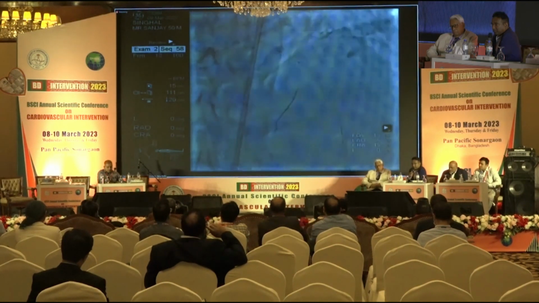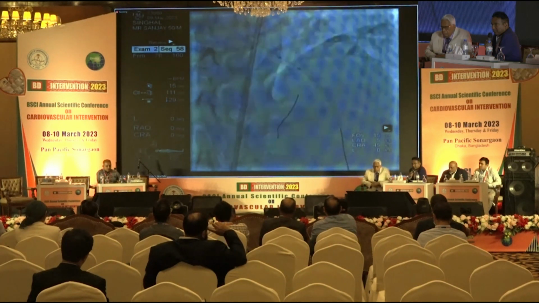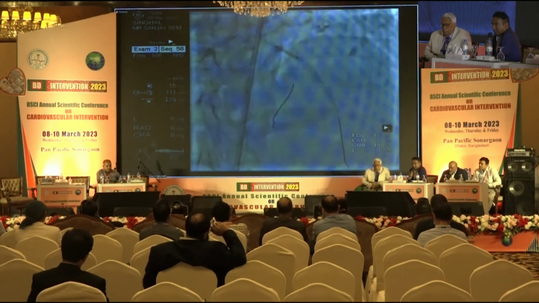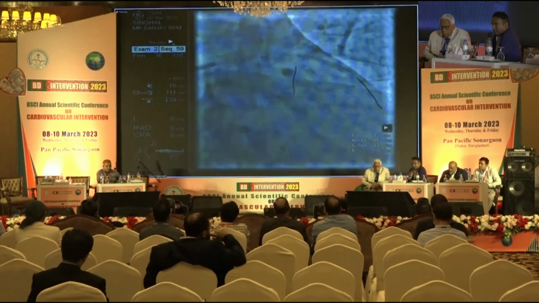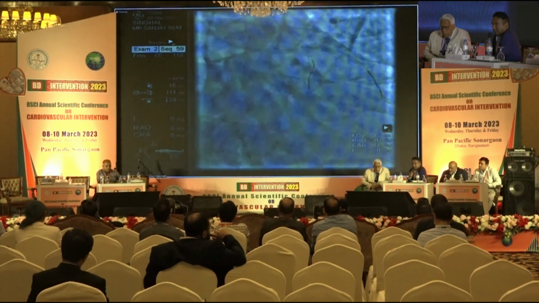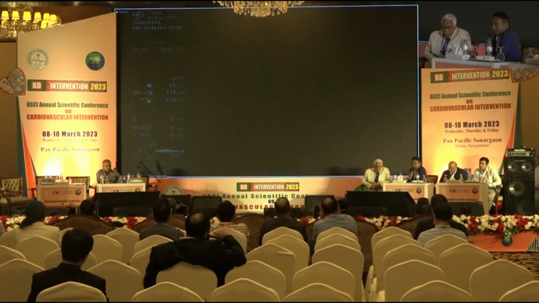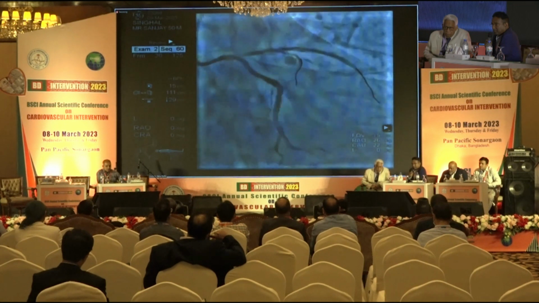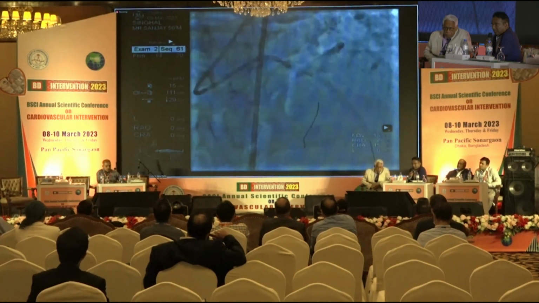High pressure dilatations of 3 millimeters to 28 atmospheres to make sure that we cracked the lesion adequately and opened it, in 2 orthogonal projections. Here we're seeing it in the other projection. And again at 28 atmospheres, just making sure that we are all done properly and nicely. You can see that we are getting it into position.